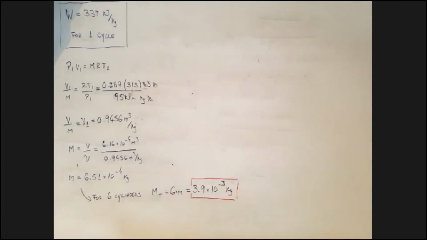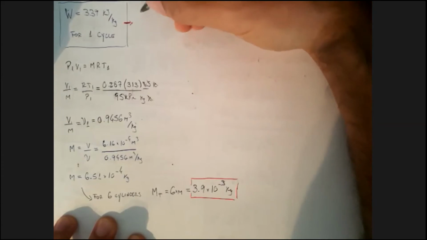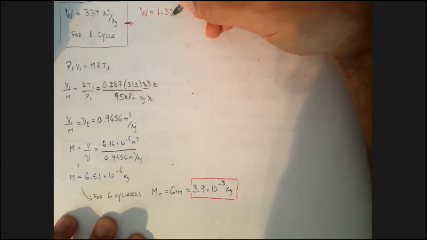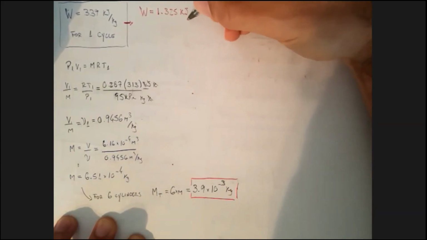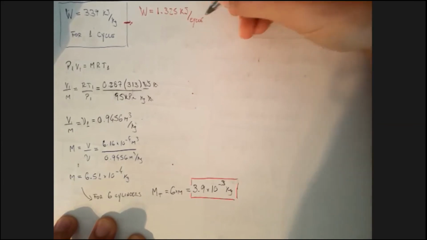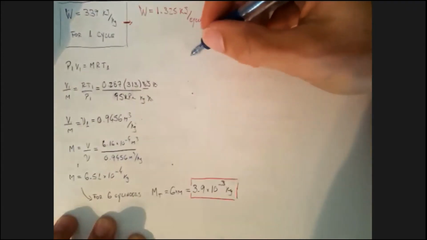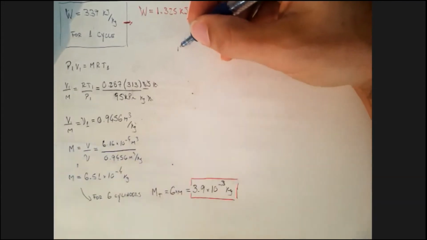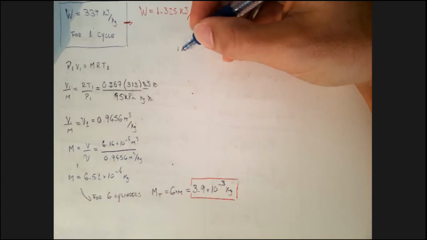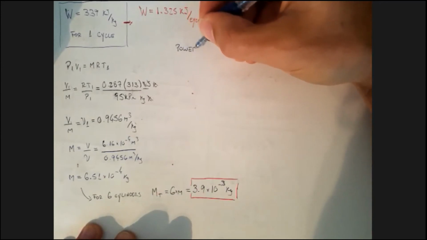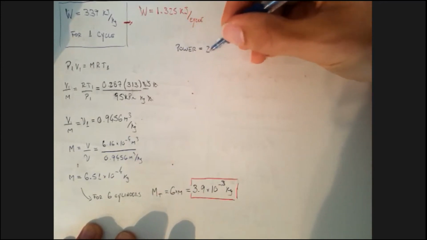Okay, and now we can go back and relate this mass over here with this cycle. We can multiply by the mass, and we're going to get that the work output for one cycle is 1.325 kilojoules for every time I go around that Otto cycle there. Okay, almost done. Now, what is the question asking? It says, what is the power? How much power will this engine produce operating at 2,500 RPM?